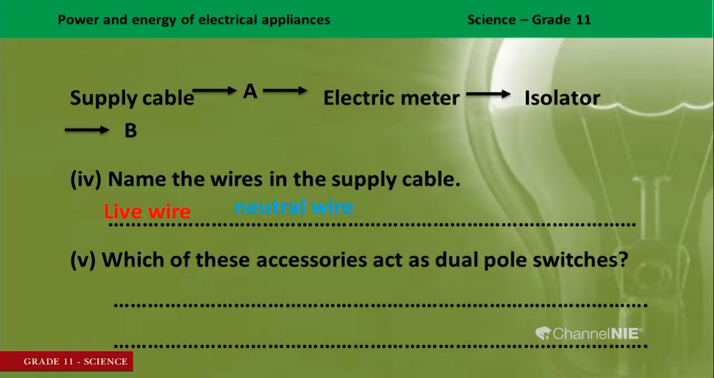For part 5 now, which of these accessories act as dual pole switches? Let us check the answers. They are the circuit breakers which disconnect both live and neutral wires. The isolator does that, so it is a dual pole switch, and the residual current circuit breaker given as B in the chart does it. So, that is also a dual pole switch.